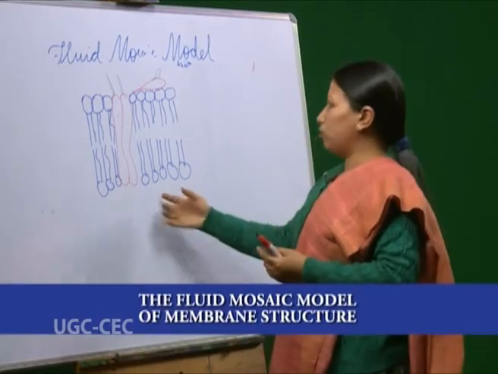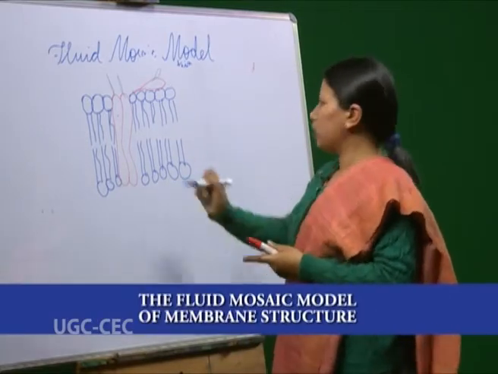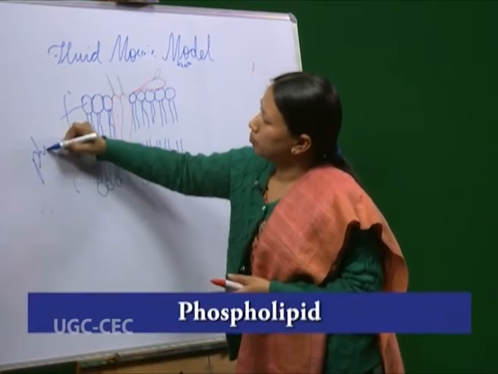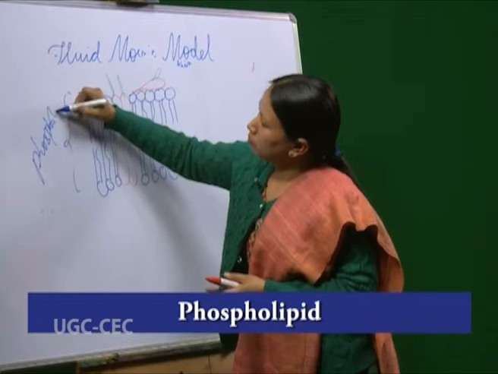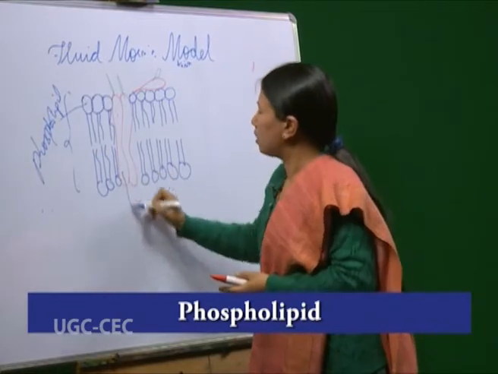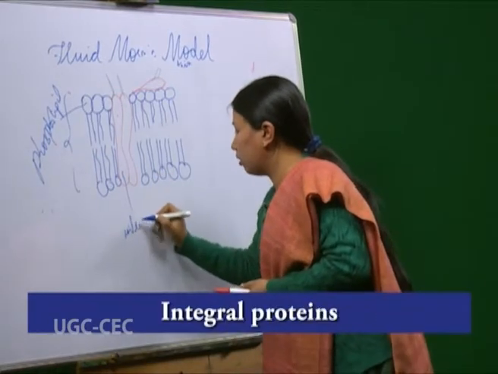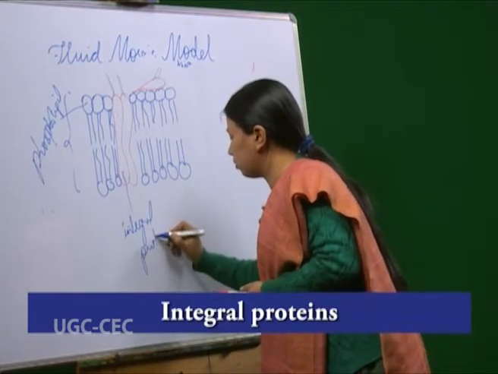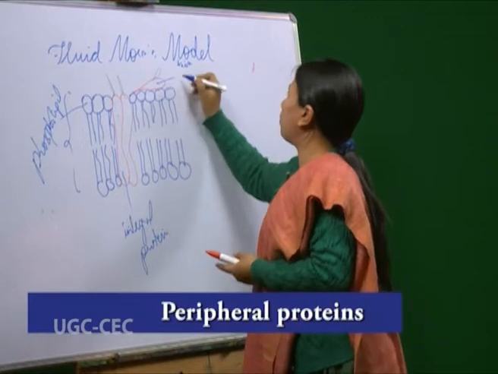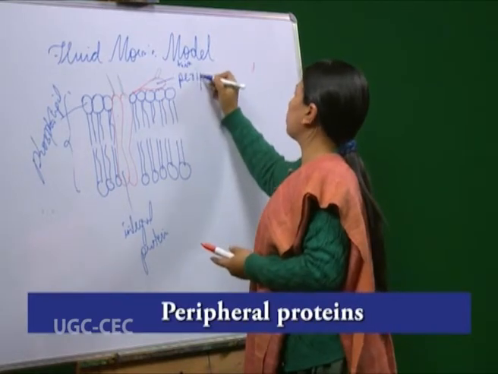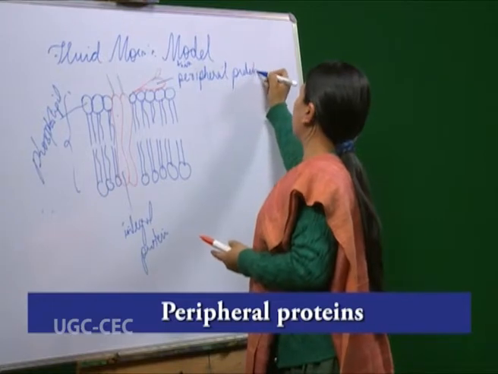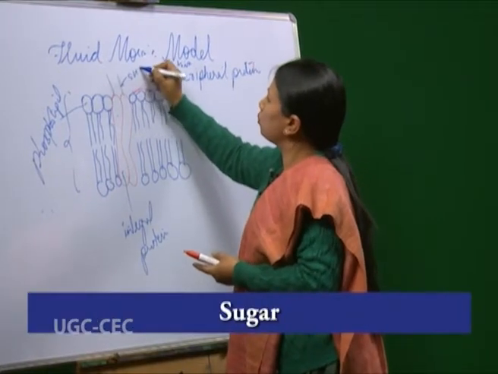This is the fluid mosaic model of membrane structure. These are the phospholipids, these are the integral proteins, these are the peripheral proteins, and these are the sugars.